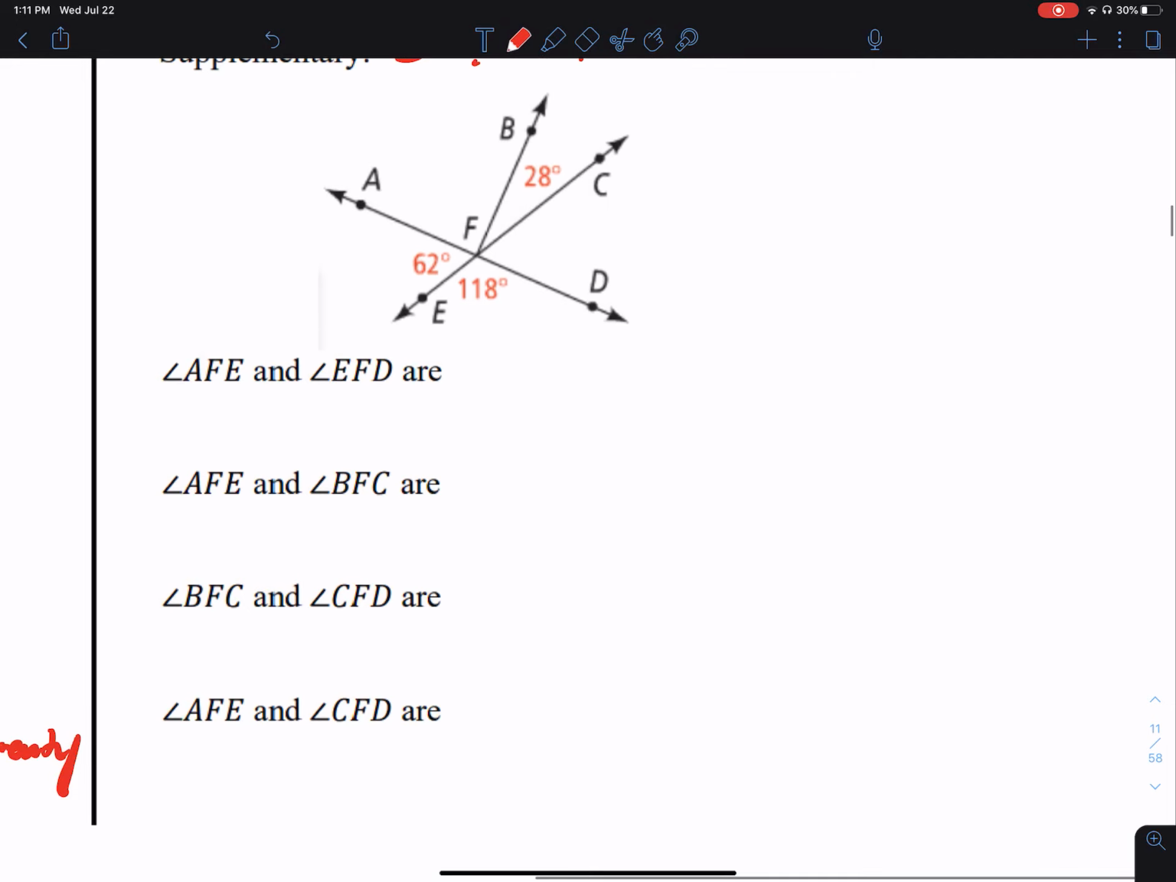More questions. Different picture. Angle AFE, that's this angle here, and angle EFD, that's this angle here, are what type of angle? Well, what's 62 plus 118? Supplementary. So also they form a linear pair. So we could say linear pair. You could also say they're supplementary because every linear pair is supplementary.